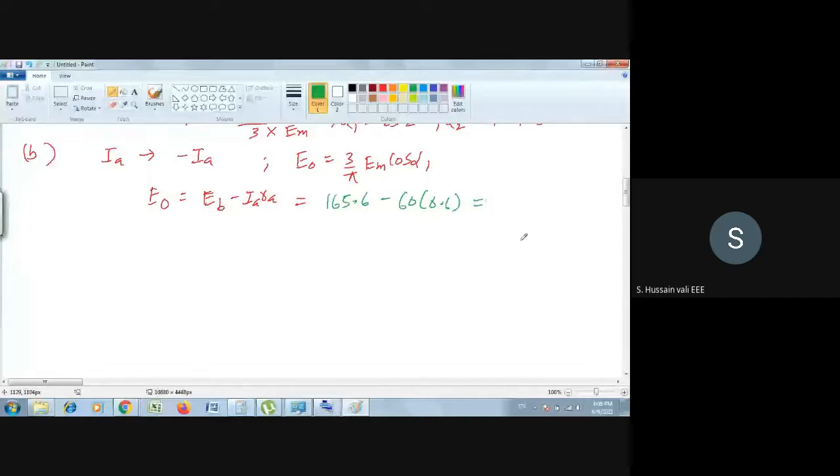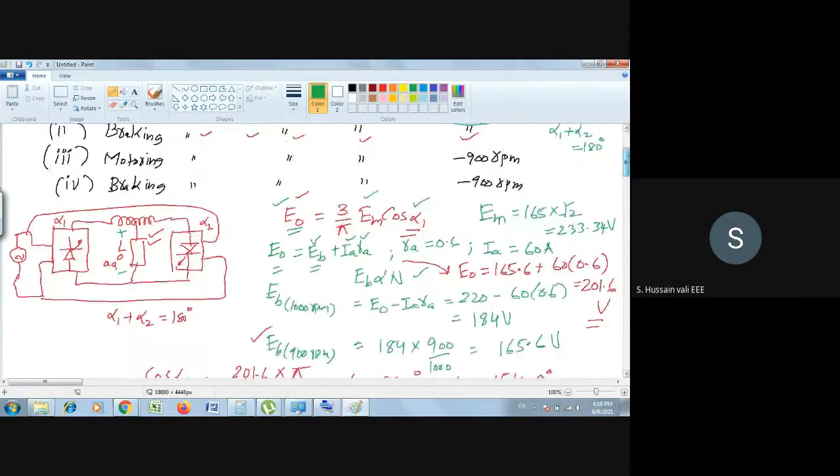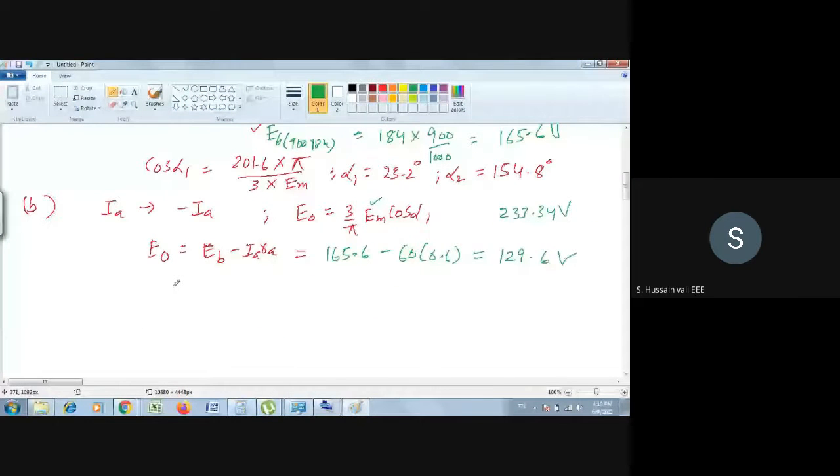So I think 0.6 will be there here, 129.6. Okay, thank you. So we got E naught equal to 110.6. Then the EM value we know already, that is 233.34, because of the source voltage. Then from this we can easily find out alpha 1. Cos alpha 1 is equal to 129.6 times pi divided by 3 times 233.34.